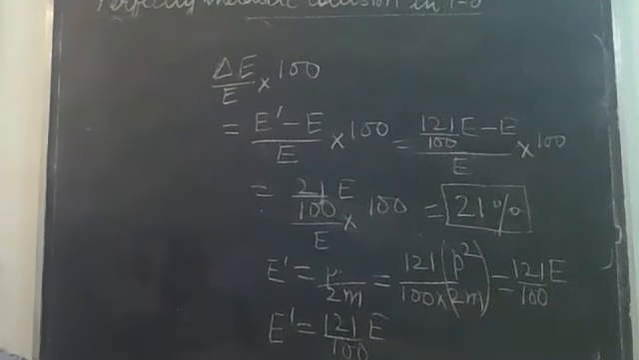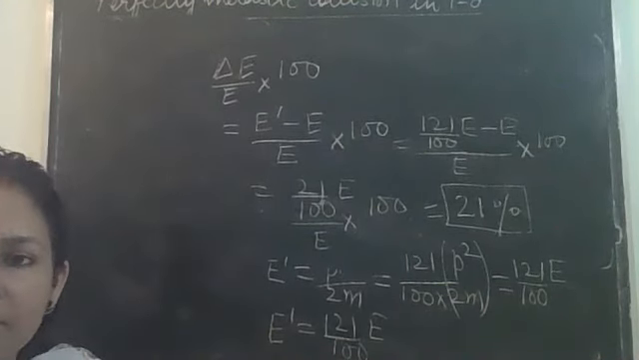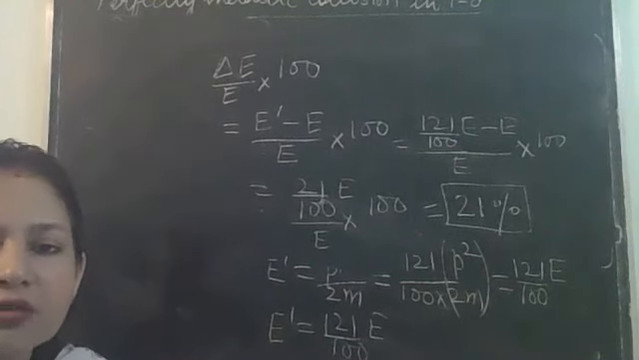Okay, write one question. You will tell me the answer. A railway carriage of mass 9,000 kg.